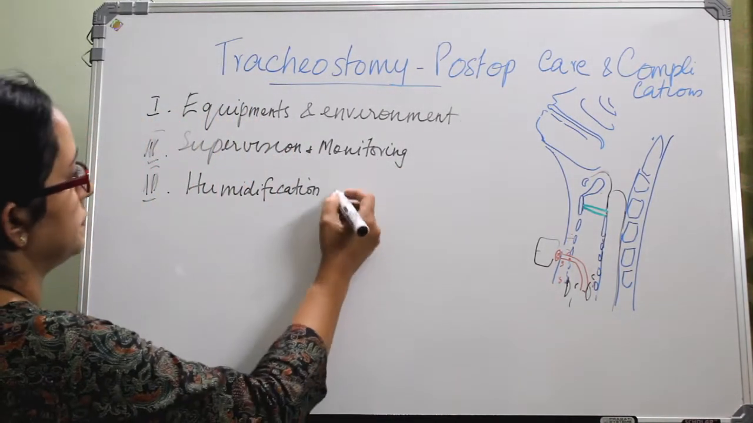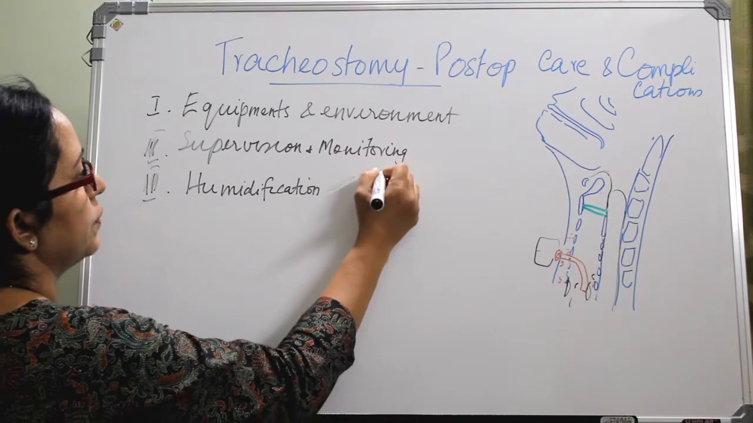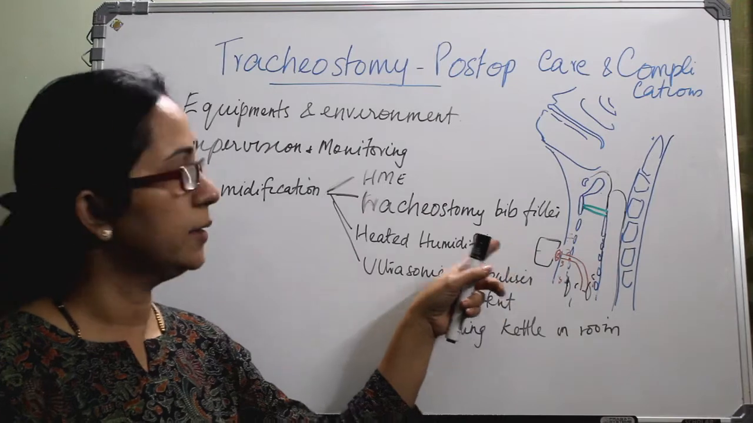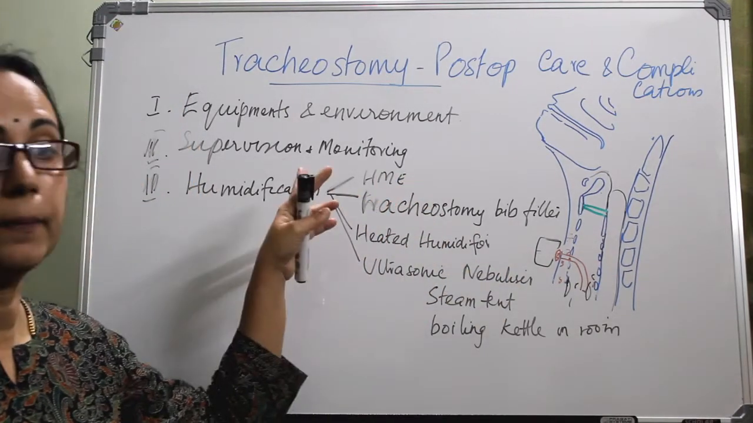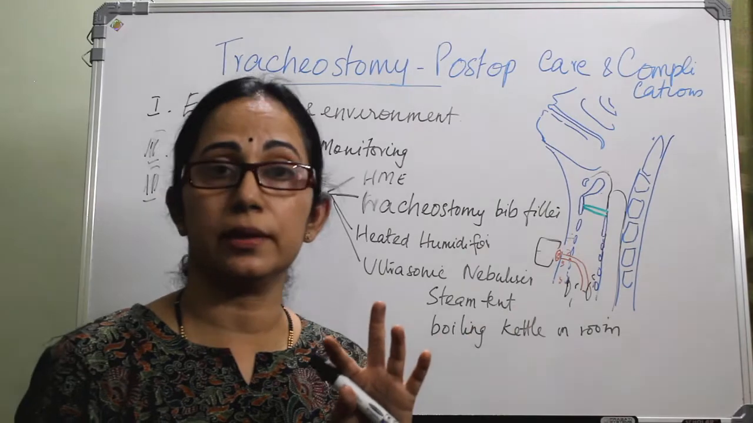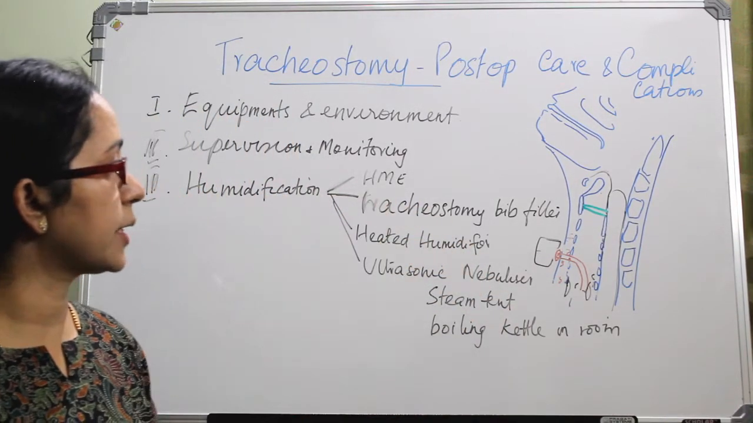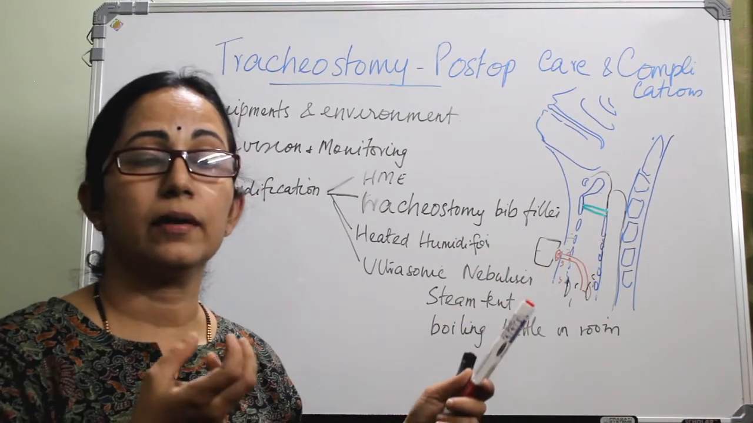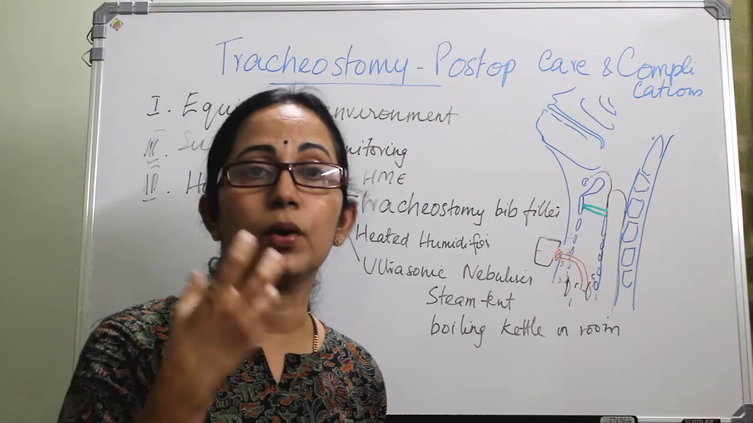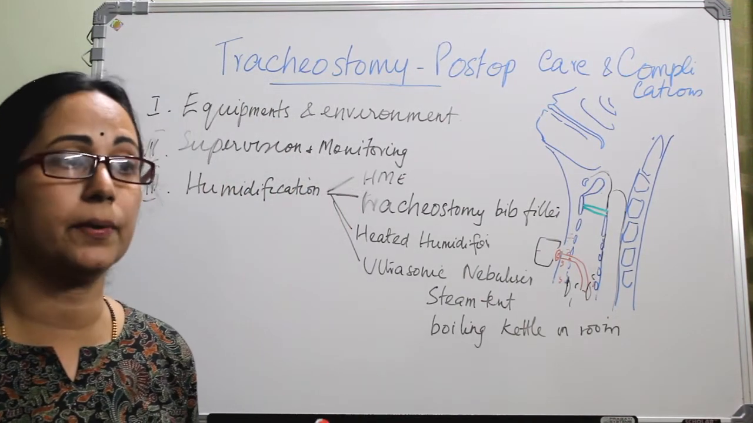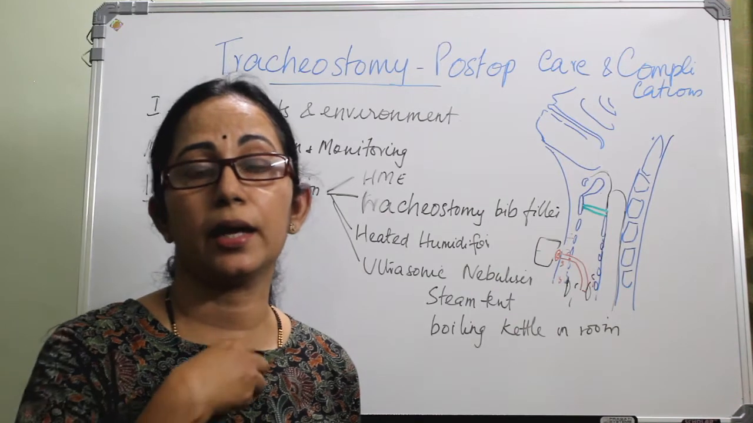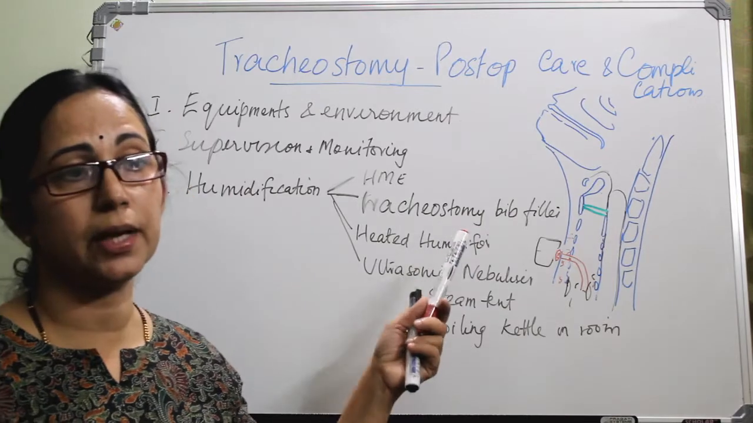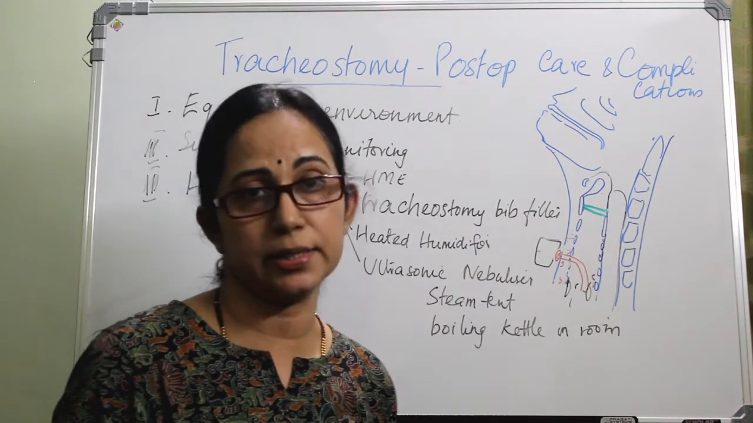Either you can put in a heat moisture exchanger or you can use a tracheostomy bib filter. It is like an HME only, but in an HME we use filter paper, and in the tracheostomy bib filter we use foam. So in both of these, while inspiring, the moisture will be absorbed by the filter paper or the foam, whatever it is, and while expiring it will give moisture back. That is the basic principle, and the paper has to be changed as needed.